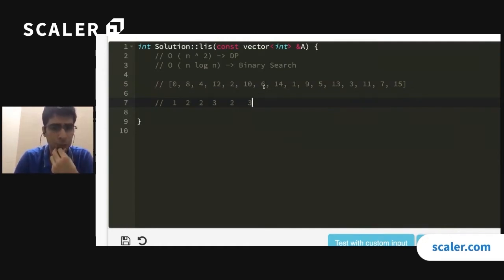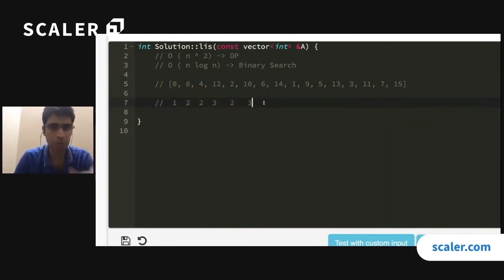Great. Now I go to 6. What are the subsequences that have a number less than 6 as the last number? This, this, and this. Out of these, the length of the largest one is 2.